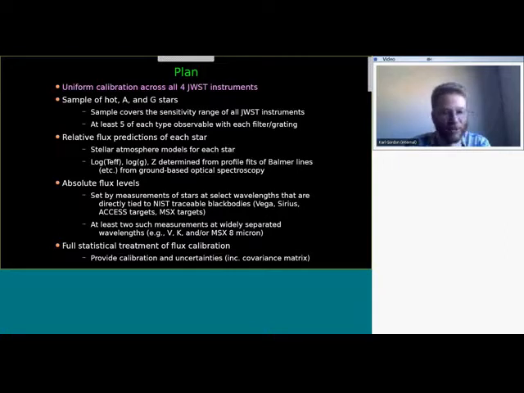We'll do a full statistical treatment of the flux calibration to provide both the calibration and uncertainties, including the covariance matrix, i.e. how the flux calibration at wavelength 1 depends on the flux calibration at wavelength 2, to allow you to actually take that into account when doing statistical analysis of JWST observations.